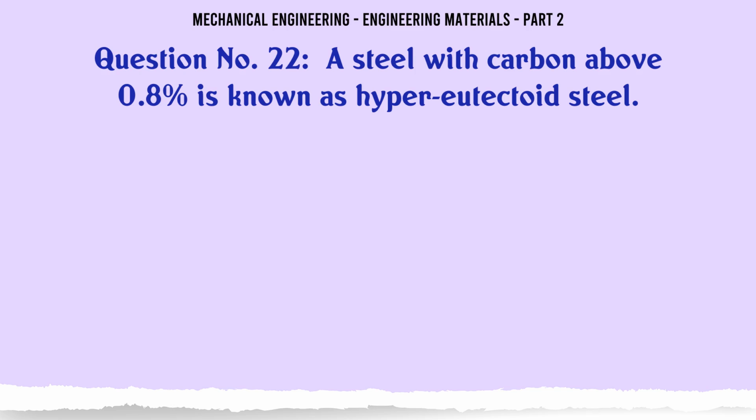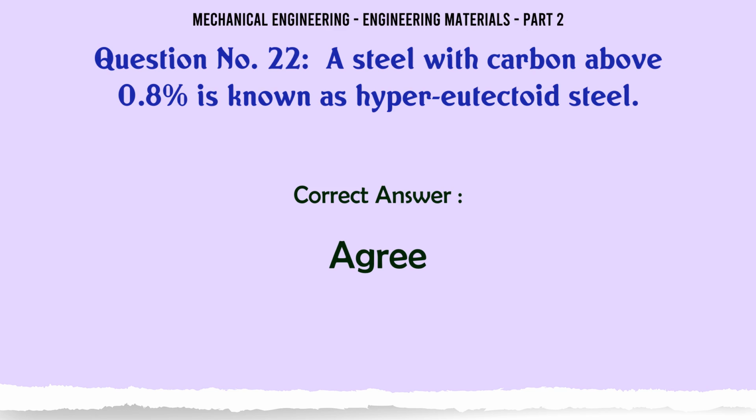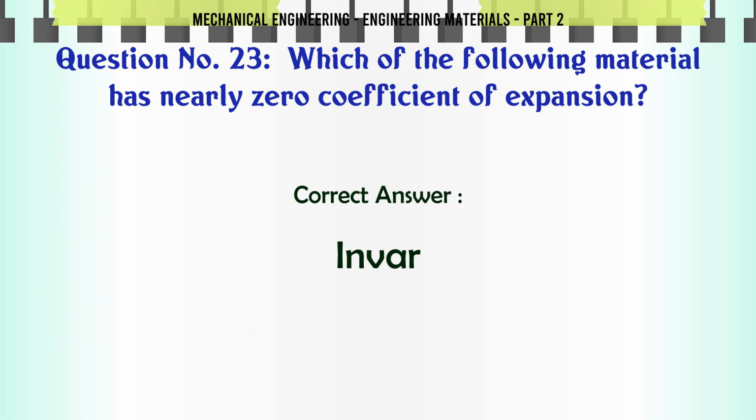A steel with carbon above 0.8 is known as hyper-eutectoid steel. A. Agree, B. Disagree, C. D. The correct answer is agree. Which of the following materials has nearly zero coefficient of expansion? A. Stainless steel, B. high-speed steel, C. Invar, D. heat-resisting steel. The correct answer is Invar.